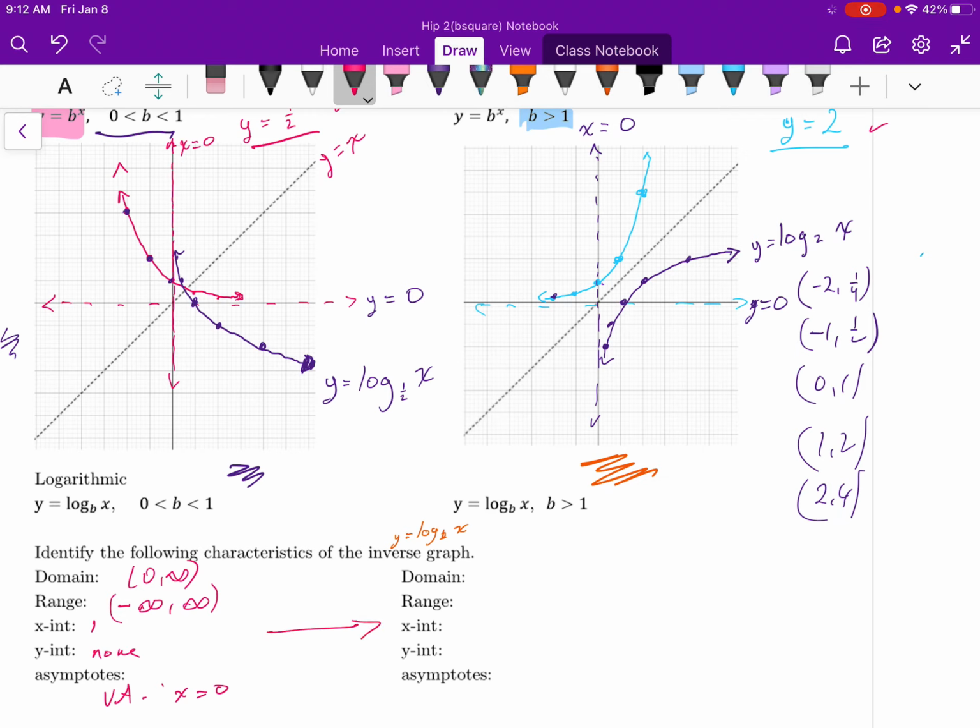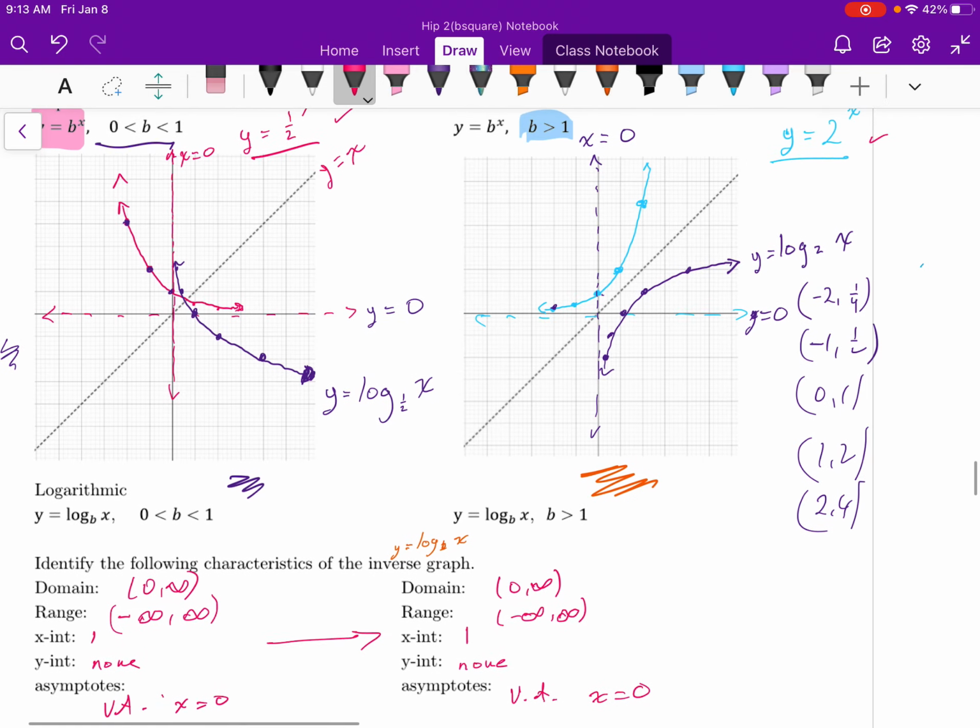Now, interestingly, I believe it's going to be the exact same. So we have two functions that are described the same way, right? The domain is 0 to infinity. This one might be easier to see, it's more pleasing to my eye. The range goes from negative infinity to positive infinity. The x-intercept, well, we have one x-intercept at 1. The y-intercept, there is no y-intercept. And the asymptote, still, we have a vertical asymptote at x equals 0. A lot of the same characteristics.